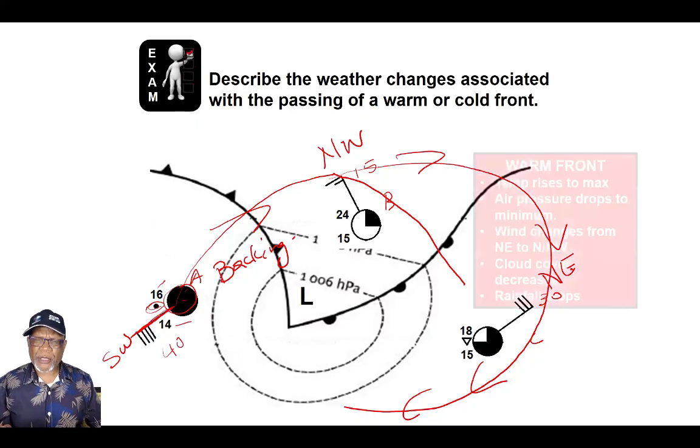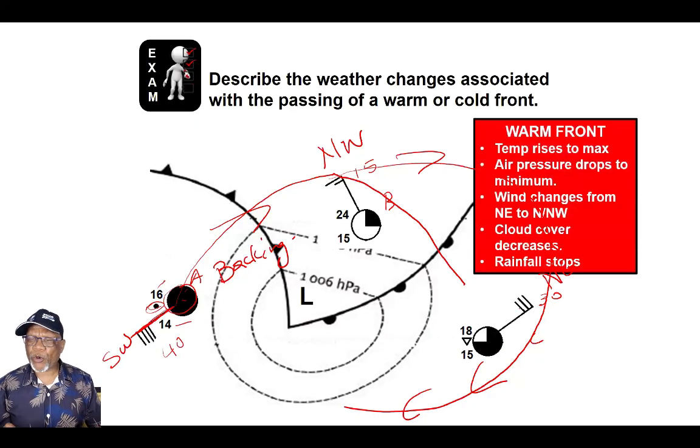So let's look at the characteristics now. We have your warm front here. What happens when the warm front passes? The temperatures are going to rise because it's called a warm front, and then air pressure will drop because the air is warm, which means it does not subside. The wind will change from northeast to northwest, the cloud cover will decrease and rainfall will stop.